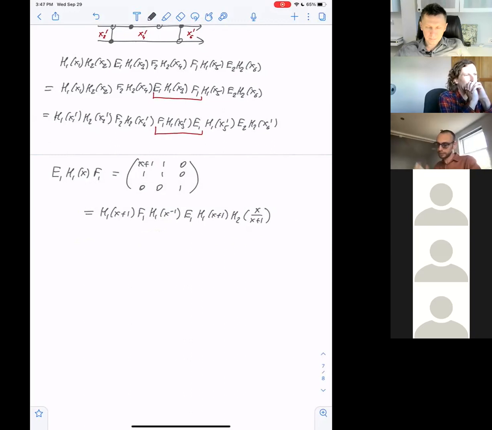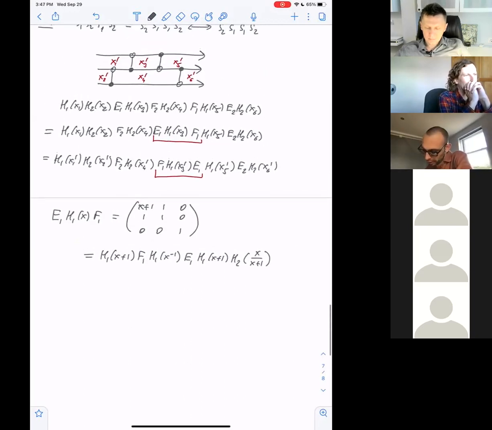So what does it mean? It means that I can indeed swap F and E, but at the cost of changing what stands between them, and then having a bunch of additional H's, H1s and H2s. So what will then happen? This H2 can be factored inside H2 of x4 prime. And these H1s can be factored into this H1 of x5 prime and this H1 of x1 prime.